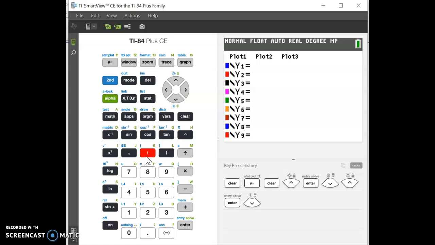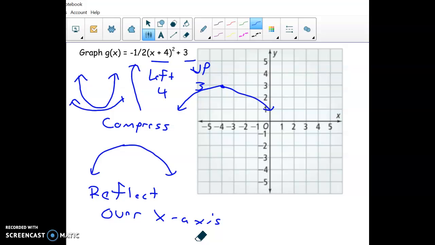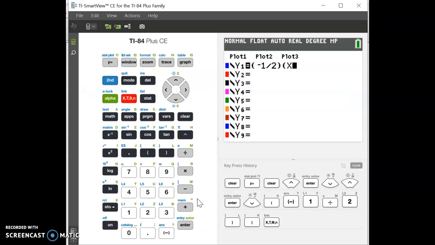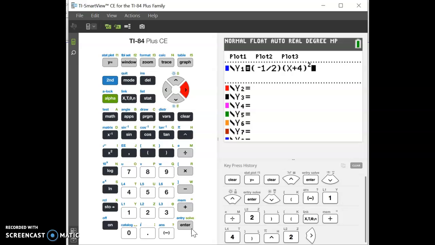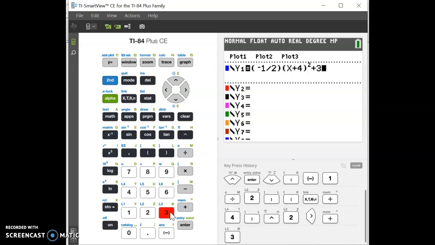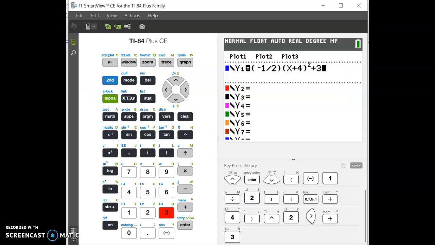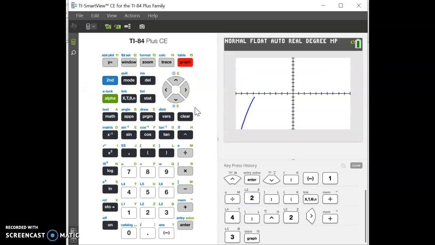So we've got -1/2, so I'm going to do parentheses, negative sign 1 divided by 2. Then I'm going to do another parenthesis. It was x variable plus 4 squared. X plus 4 quantity squared. And then on the back, it should be a plus 3. Plus 3. And then I'm going to see if I get what I expect. So we've already graphed it out here, but I want to verify that my answer is right. You can see that's pretty much right. The shape is slightly different, but it gives us in the ballpark.